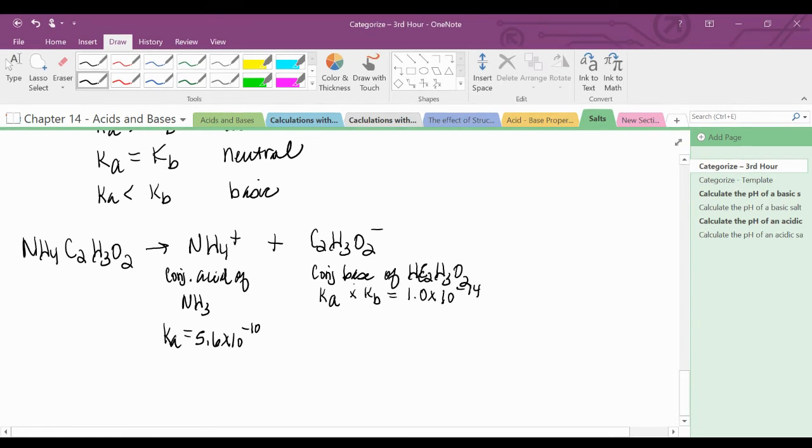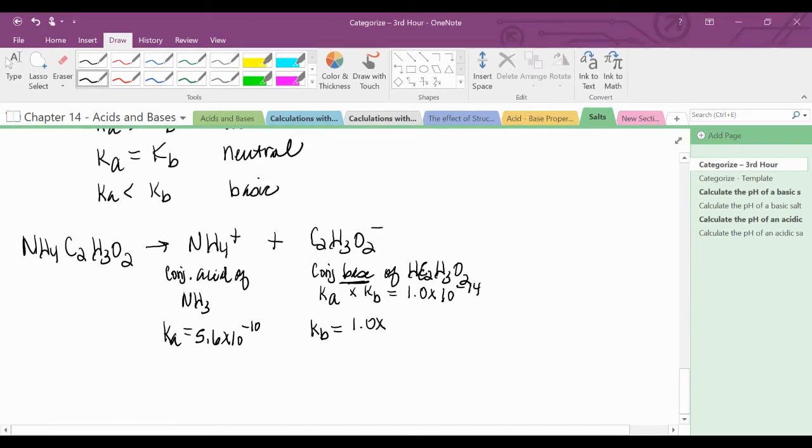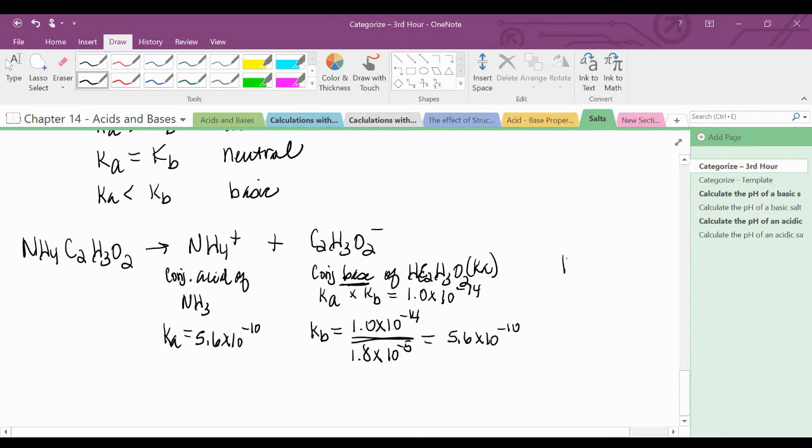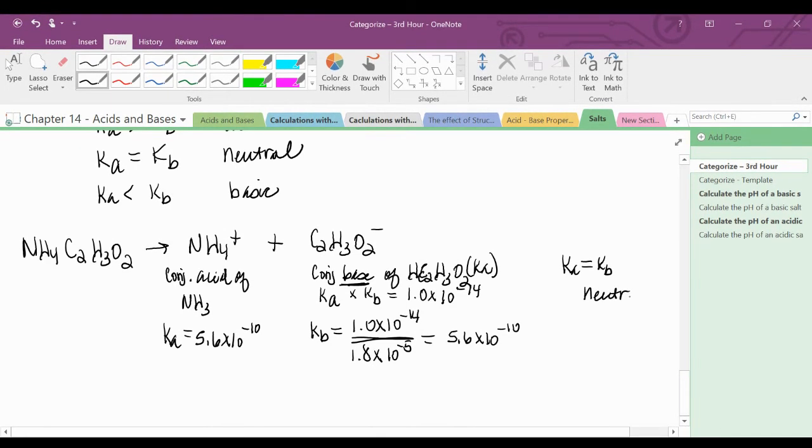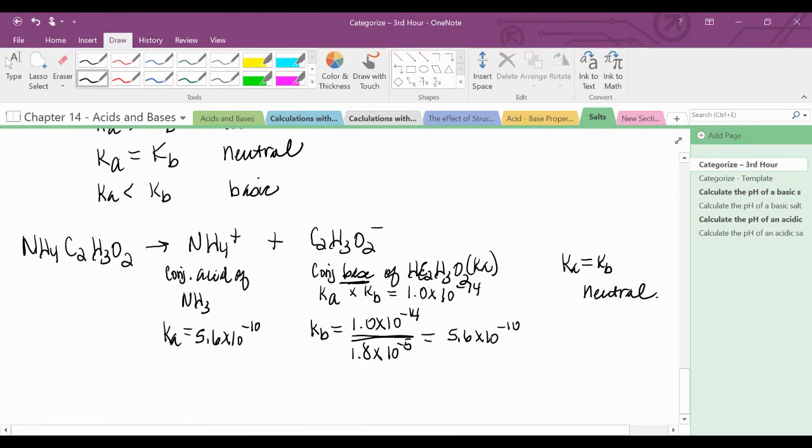So if this is a conjugate base, we need a Kb value. So we have 1 times 10 to the negative 14th, and we're going to divide it by the Ka. And you're going to have a Ka value for this acid. You can look it up in your table. It is 1.8 times 10 to the negative 5th. So when I solve, I get 5.6 times 10 to the negative 10th. And so in this case, Ka is equal to Kb, so this salt would be neutral.